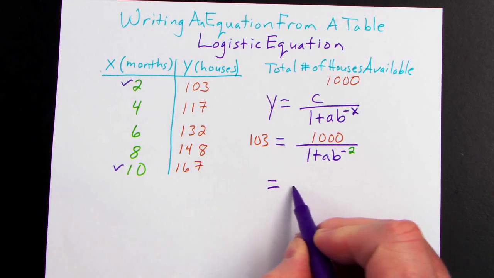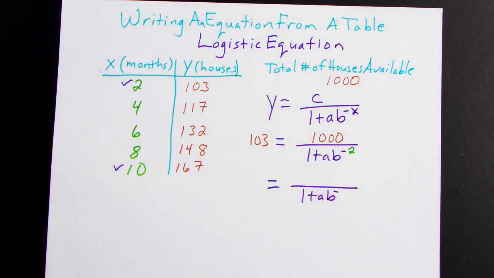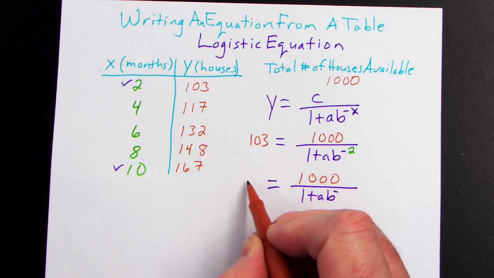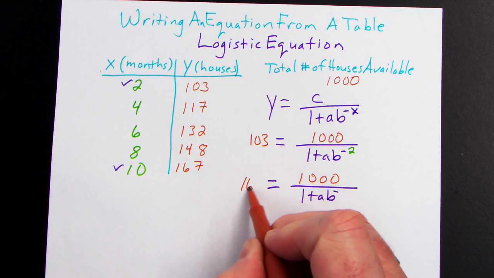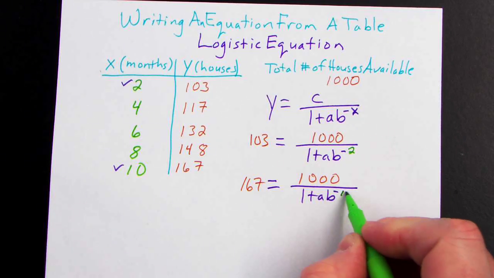Now we'll write the second equation and fill in the same pieces of information. We know the maximum is 1,000. We're looking at when we've sold 167, which is after 10 months.